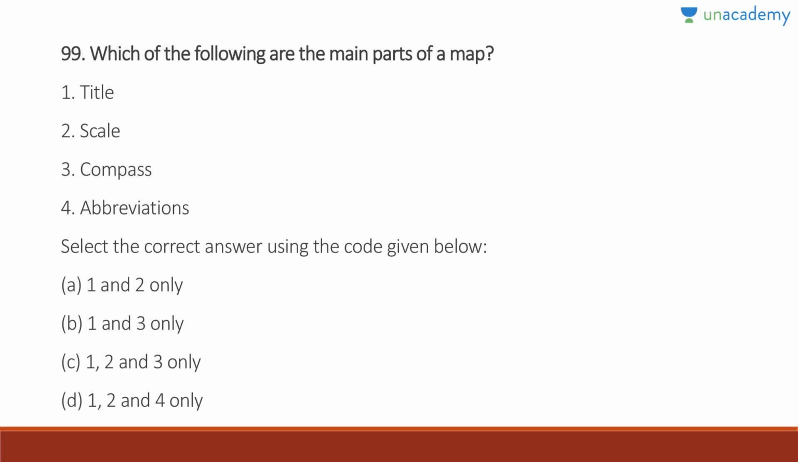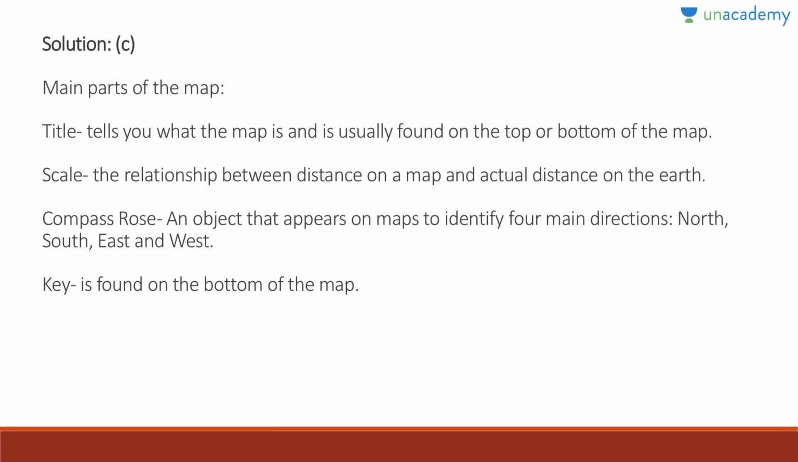Question number 99. Which of the following are the main parts of a map? Title, scale, compass. Yes, they are the main parts of the map. Abbreviation is not the main part of the map. So answer here is C, 1, 2, 3. So main parts of the map include title, which tells you what the map is about. Scale, the relationship between the distance on the map and the actual distance. Compass rose, an object that appears on a map to identify four main directions, north, east, south, west. Key, which is found at the bottom of the map.